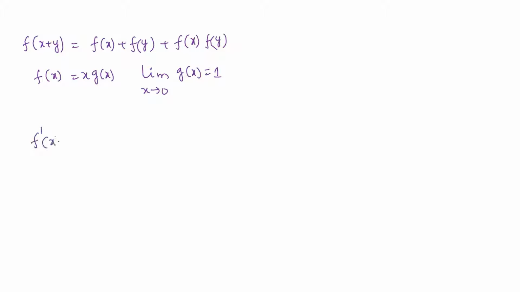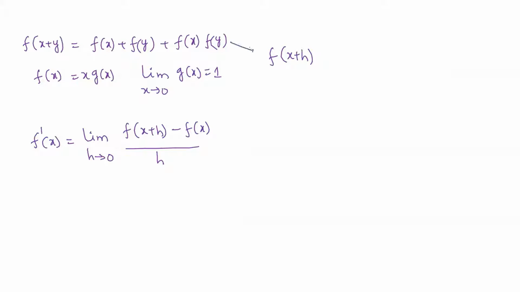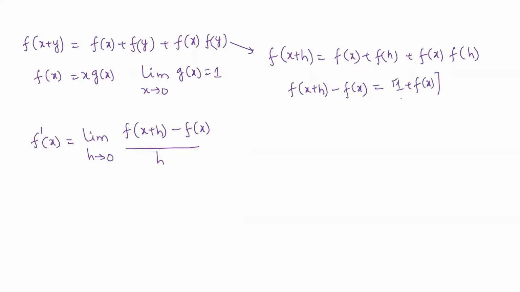So that we are writing as f'(x). So using the definition of differentiability, we'll be writing f'(x) as limit h tends to 0, (f(x+h) - f(x))/h, right? So now here we need to find out what is f(x+h). So in the place of y, substitute h. So we are going to get f(x+h) = f(x) + f(h) + f(x)f(h), right? So from here we can write the value of f(x+h) - f(x) as, if you take f(h) common, (1 + f(x)) f(h), right? So that is the value that we'll be using here.